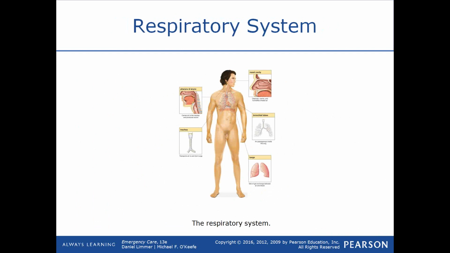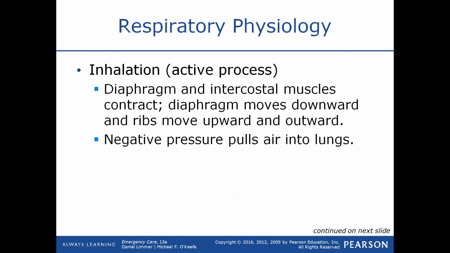Functionally, the reason we only have 2 lobes on the left is that the heart primarily occupies a big space over there as well on the left. So there's no room for a 3rd lobe.